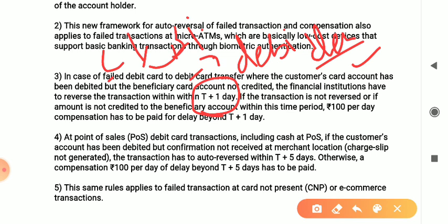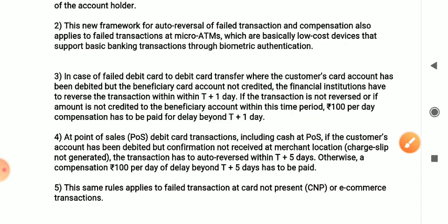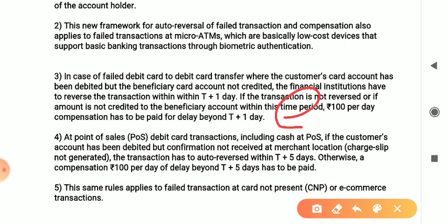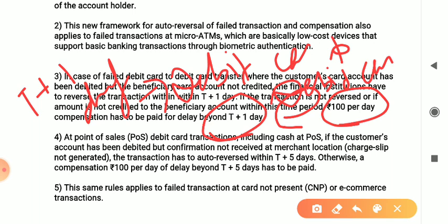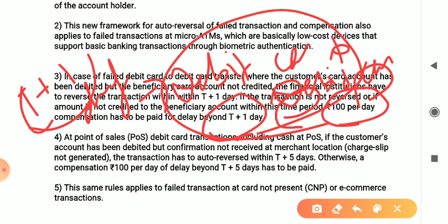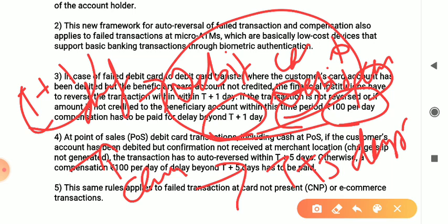सो जब अकाउंट टू अकाउंट डेबिट कार्ड टू डेबिट कार्ड होता है तो इस केस में आपका जो कट ऑफ टाइम है T+1 days. ट्रांजेक्शन का 1-2 मतलब 2 days के अंदर, right? Remember this. If the transaction is not reversed or if the amount is not credited to the beneficiary account within the time period, then 100 per day compensation has to be paid for the delay beyond T+1 day. यहाँ पर आपका T+1 day for debit card to debit card. इस केस में आपका T+1 day एंड जब कैश आपका कोई डेबिट हो गया अकाउंट से, एंड कैश के केस में आपका T+5 days, right?